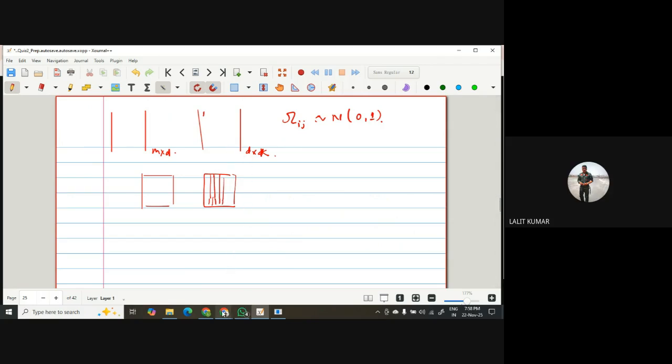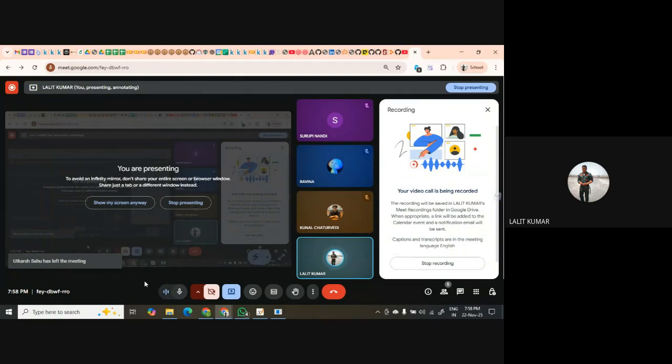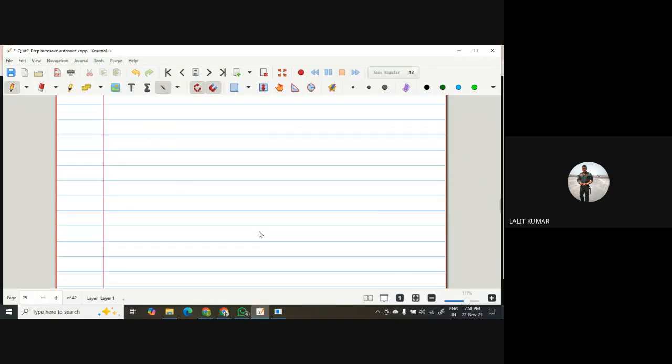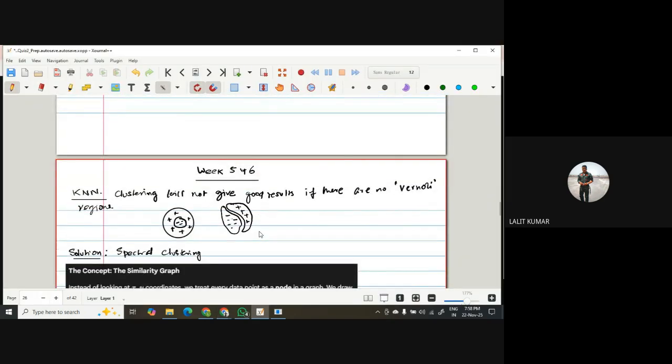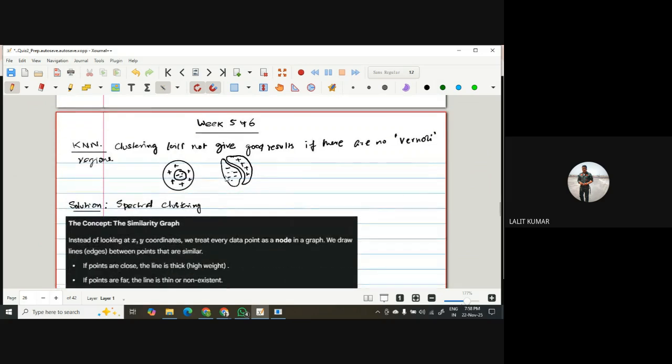Okay, so can we move to week 5 and week 6? That I will cover slightly fast. Week 5 and week 6 basically start with the limitation of K nearest neighbor. KNN always depends on the Bernoulli regions, that there are definite boundaries between the regions, then only it can differentiate. However, if we have got some regions like this, then we cannot differentiate. So for that, the answer is spectral clustering.